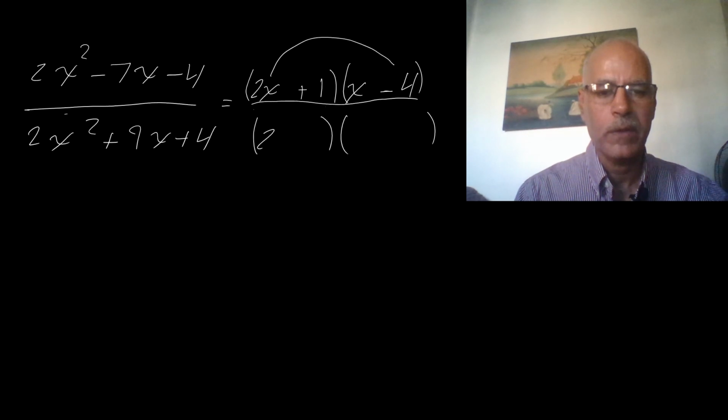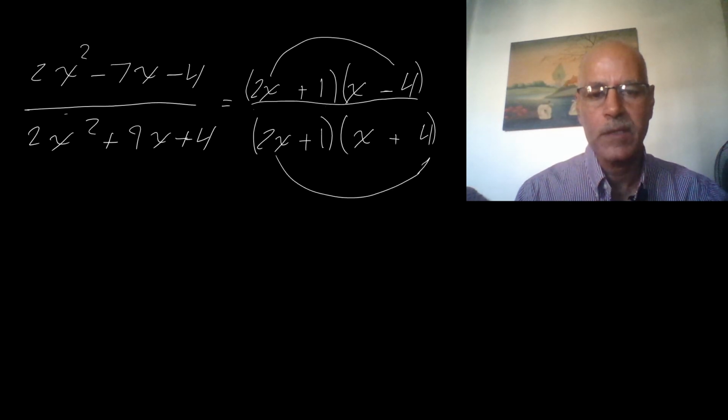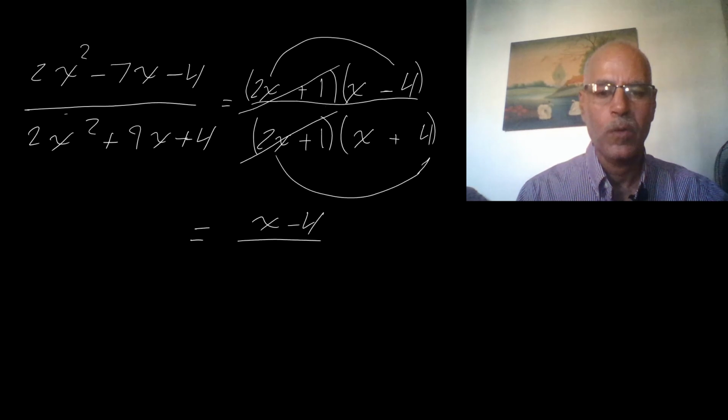2x squared, it's 2x and x. The 4 here gives me 4 and 1. The last sign here is positive. It means the two signs of the brackets are alike and like the middle sign. It's positive and positive. 2x times 4 is 8x plus x equals 9x. Now cancel 2x plus 1 with 2x plus 1. It's equal x minus 4 over x plus 1.